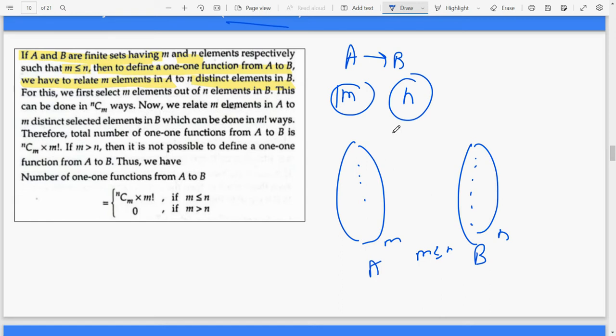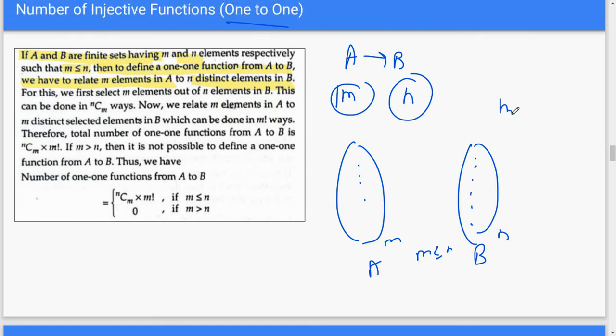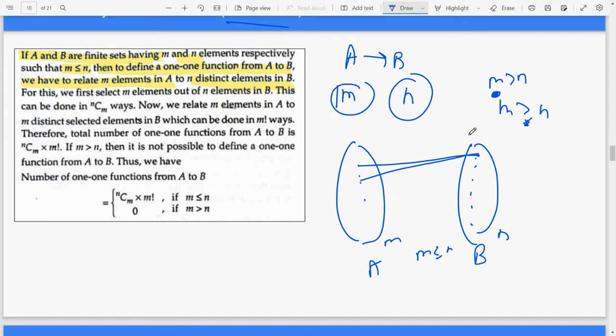Like, if m is greater than or equal to n, meaning the number of elements in B is less than or equal to m, then this function is not going to be one-one at any point of time. Obviously, if m is greater than n, then there will be some element in A that is going to relate with two elements of B. Two elements of A are going to relate to the same element of B. So this should not be there.